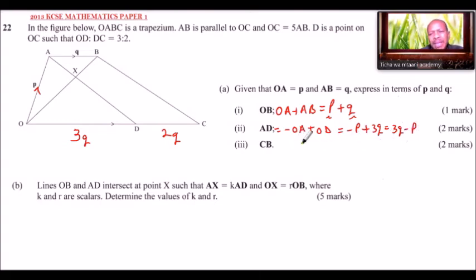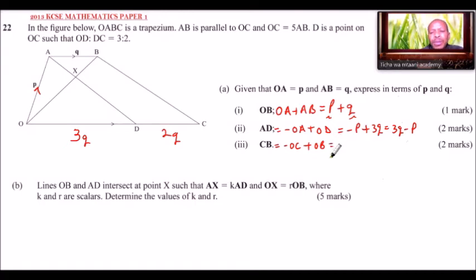Although it's not a must that you put all this, I'm just doing that so that you can understand how I'm getting my final vector. So we go to CB. Where is our CB? This is our C and B. So it is to move from C to B. So we can move from C to O and O to B. So you find that we'll be moving against the direction of the vector OC. So we can say this is equals to minus OC. Then we add OB.